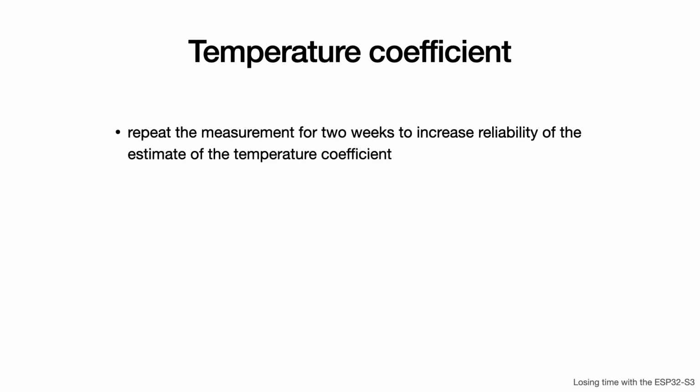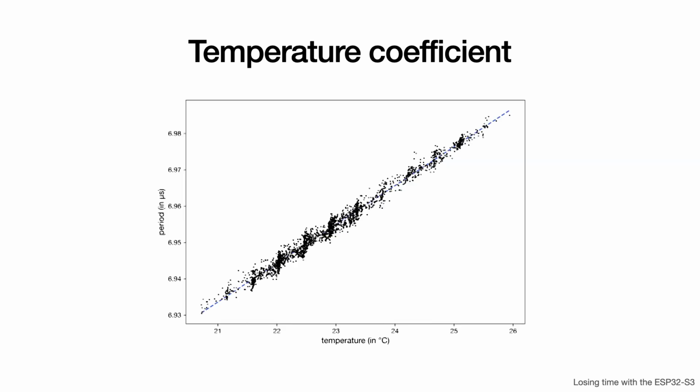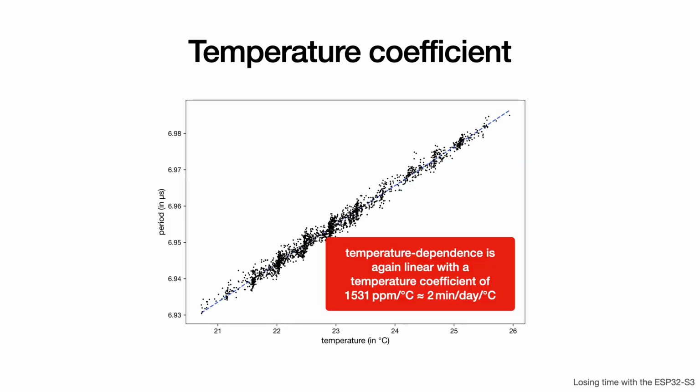I wanted to increase the reliability of this estimate, so I repeated the measurement for a total of 2 weeks. Again, you can see that the temperature and the period match over time. This time the temperature had a slightly larger range from around 21 to 26 degrees. When graphing temperature against period directly again, the relation is linear with a temperature coefficient of again around 2 minutes per day for every 1 degree of change in temperature.